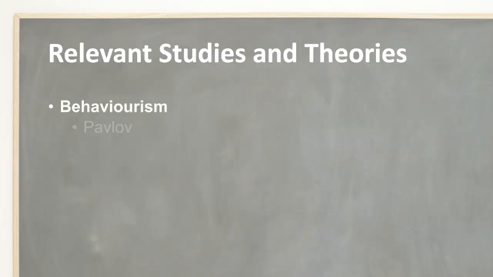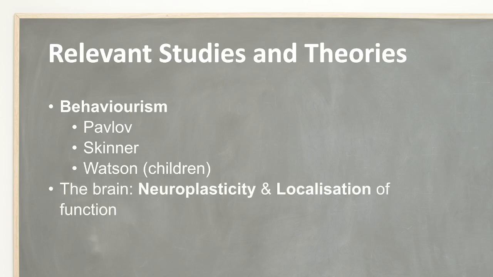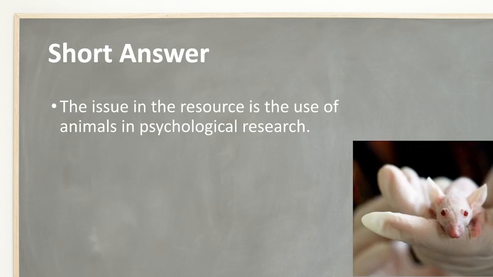Here are some examples, right? Behaviorism is a really good one to use. It's very relevant. And then we look at the brain, neuroplasticity and localization, and finally attachment and Harlow's research, because it stands out, okay?